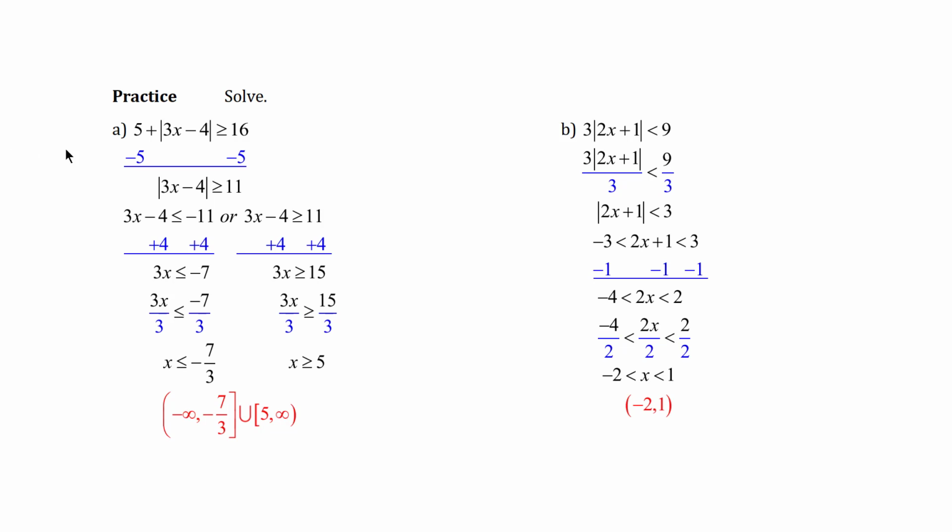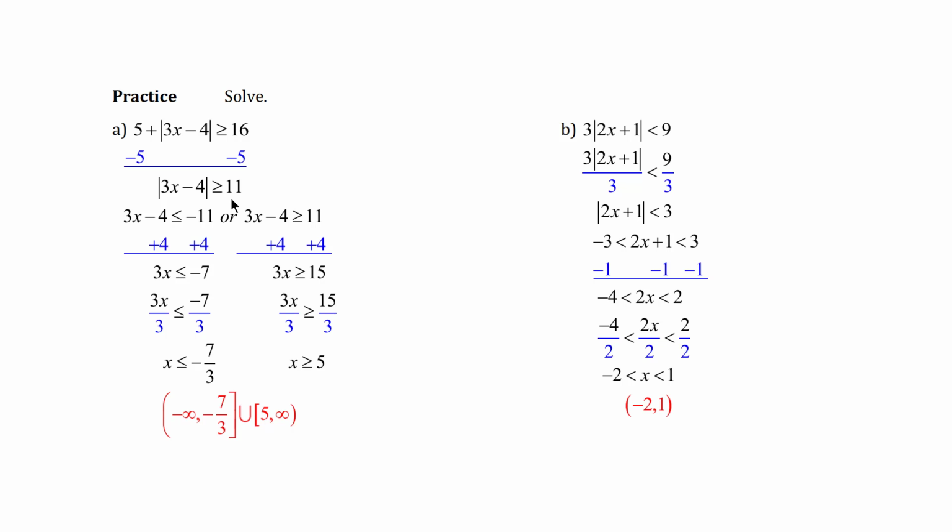Alright, so let's get started with part A. For part A, the first thing we need to do is isolate the absolute value on one side. So first, I'll get rid of the plus 5 by subtracting 5 from both sides of the inequality. So on the left-hand side, the 5 and the minus 5 will cancel out, and we bring down the absolute value of 3x minus 4. On the right-hand side, 16 minus 5 is 11. The result is the absolute value of 3x minus 4 greater than or equal to 11.